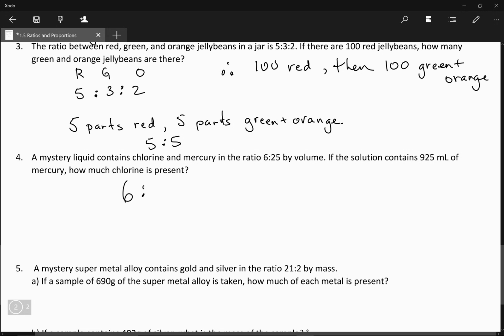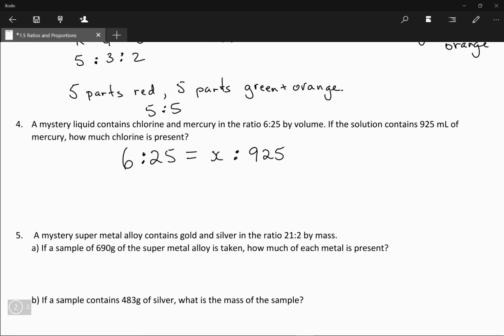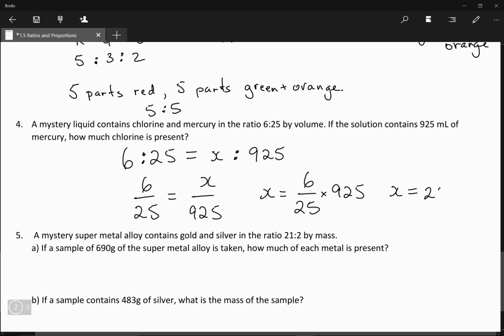So 6 to 25 is my ratio, and that's equal to the actual volume. So x to 925 milliliters. So we solve for x. Okay, so simply put, you can also rearrange this as a fraction. So 6 over 25 is equal to x over 925. And so x simply would be 6 over 25 multiplied by 925. And then therefore x is equal to 222.